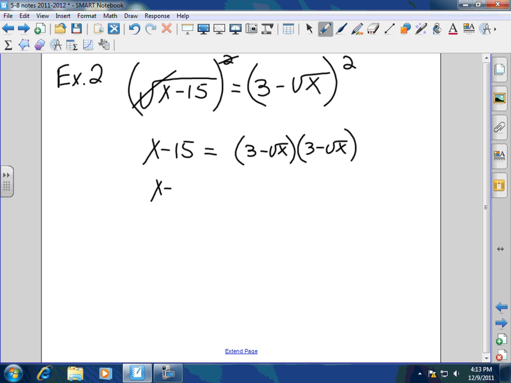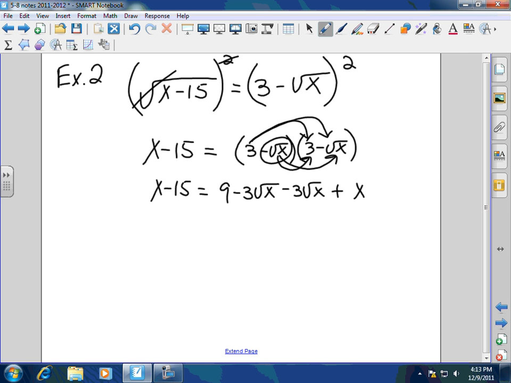So I have x minus 15 equals 9 minus 3 square root of x minus 3 square root of x plus x, because negative square root of x times negative square root of x equals a positive square root of x squared. But since the squared cancels out the square root, you're left with x.